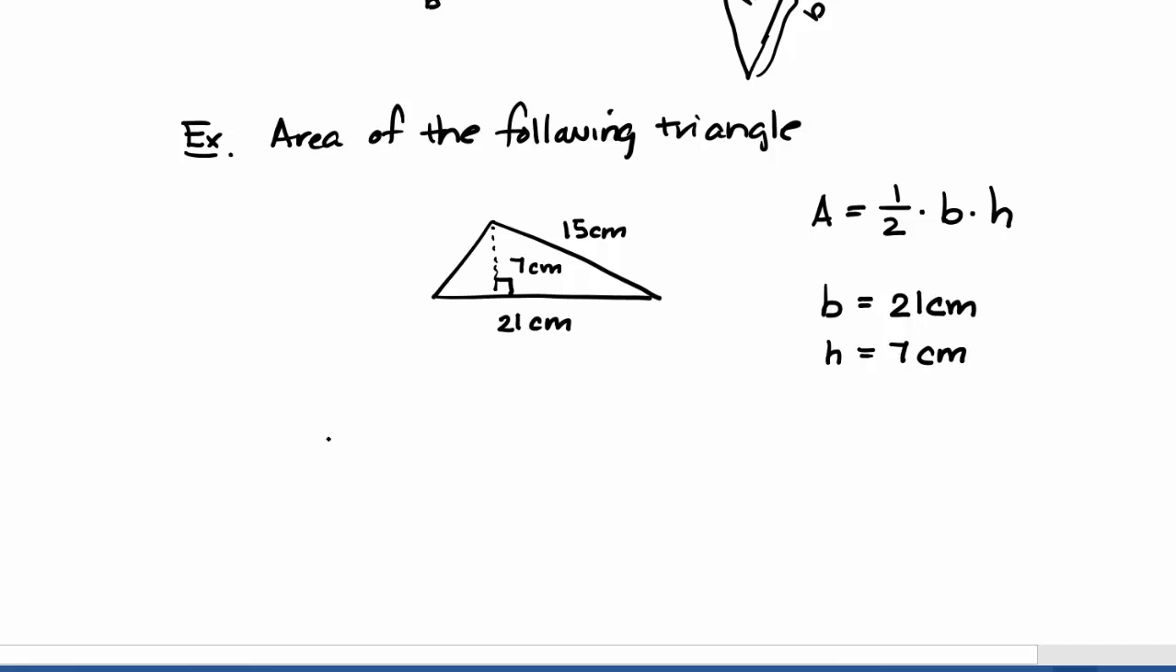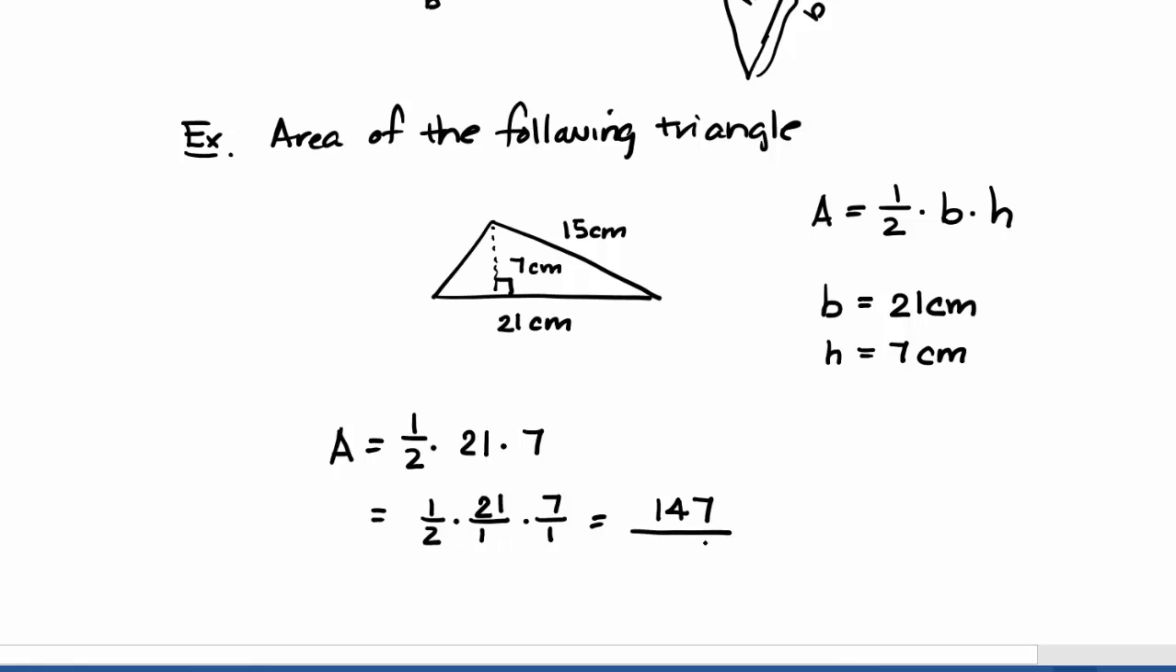Okay, so the area of my triangle is 1/2 times 21 times 7. Right, or 1/2 times, since these are all whole numbers, it's just like 21 over 1 times 7 over 1. And I can multiply straight across. So 21 times 7 gives me 147. And multiply the denominators across, and then I get 2.